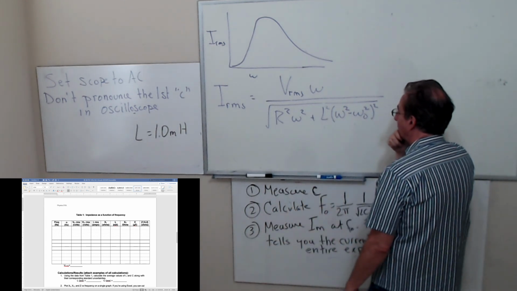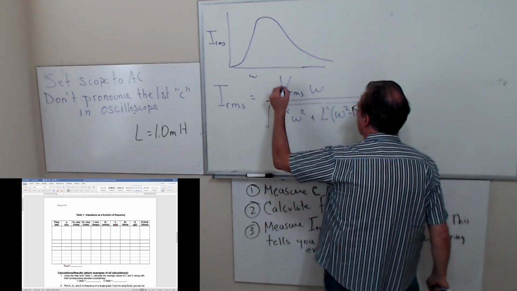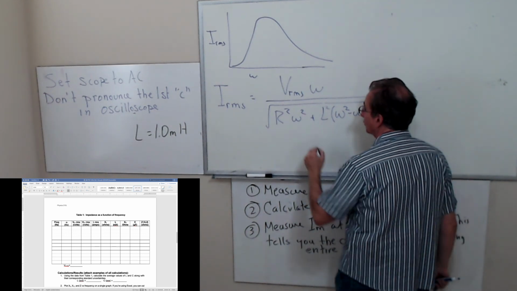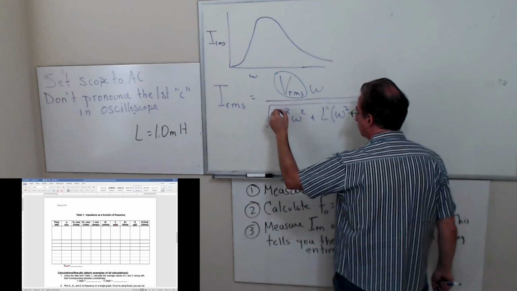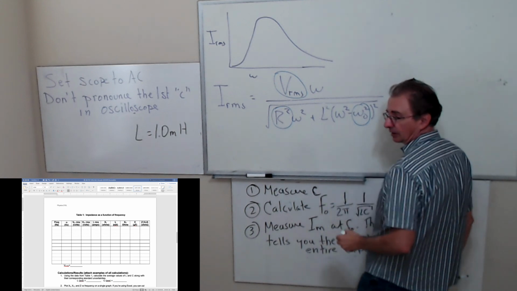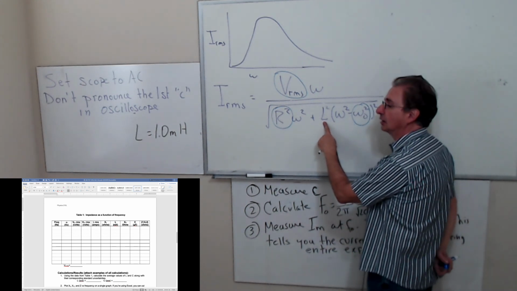All right, so I would choose 3 fitting parameters. My guess would be this value, and this value I would make as a fitting parameter. By the time you're done with the lab, you will have a pretty good idea what L is.